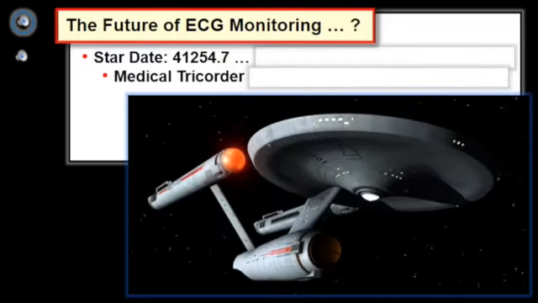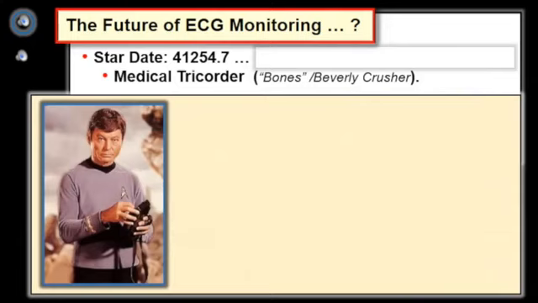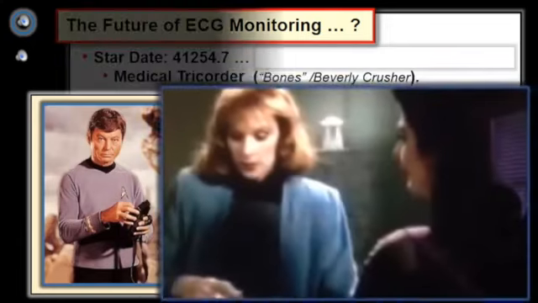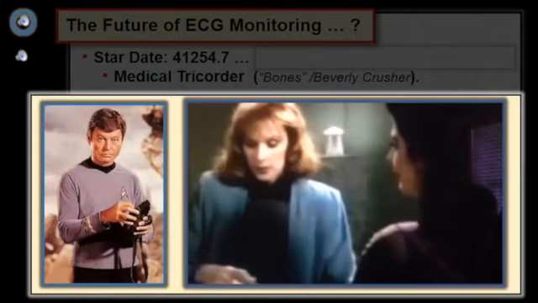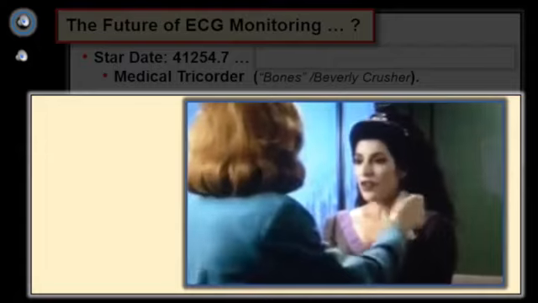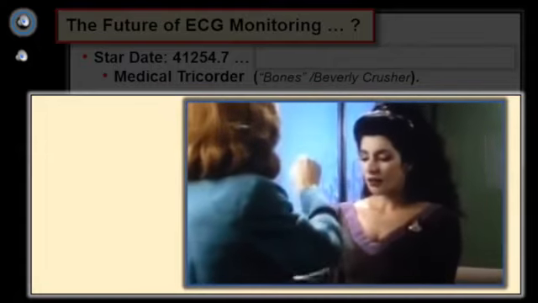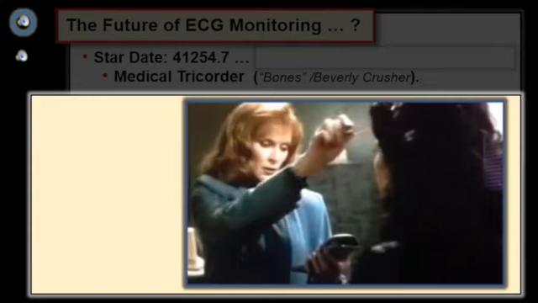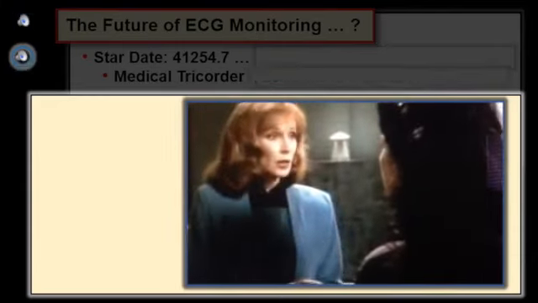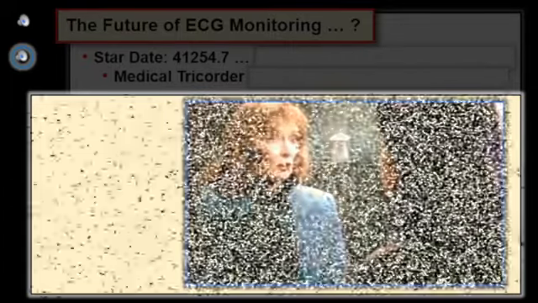It's the medical tricorder. You probably recall the Chief Medical Officer Bones and then Dr. Beverly Crusher using the device on patients treated on the U.S. Enterprise. Here's Dr. Crusher examining Counselor Troi with the tricorder. And within the space of a few seconds, she has her diagnosis.